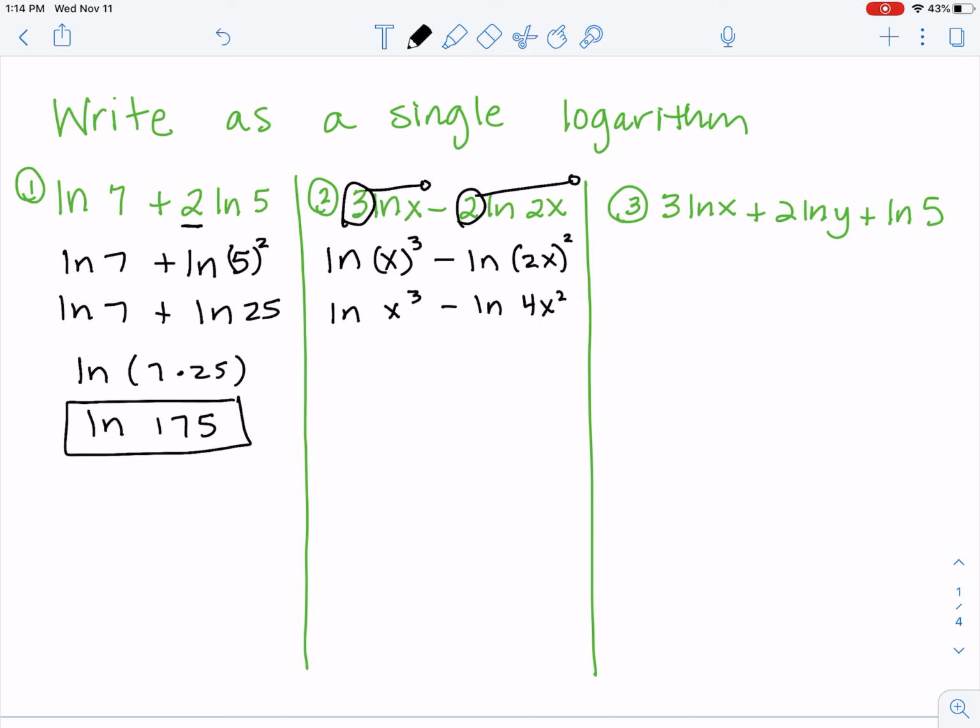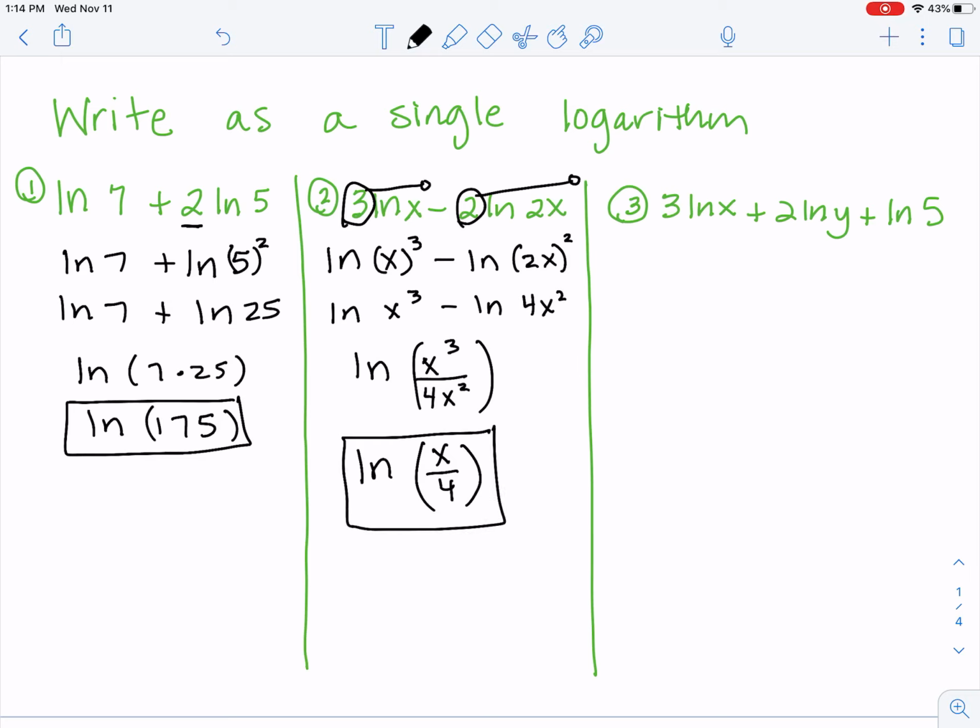When we subtract logarithms, that means we're going to divide, and it's always going to be the first one, x to the third, divided by the second one, which is 4x squared. So now, x to the third divided by 4x squared, you've got to simplify that. That's going to be x over 4. And that is written as a single logarithm.